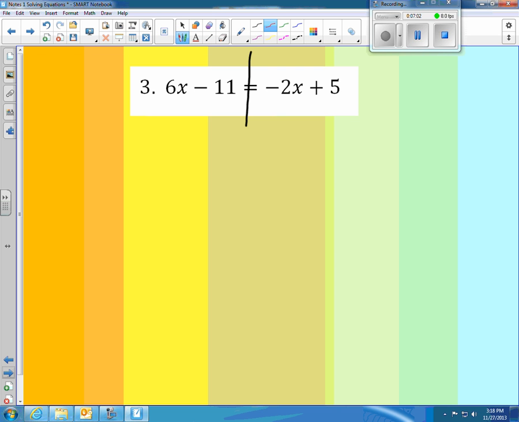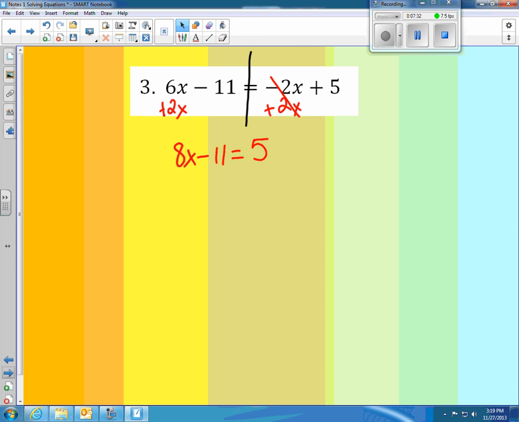So step 2 says gather the variables to one side of the equal sign. Well, I can either move my 6x or I can move my negative 2x. I like to move all my variables to my left-hand side. Then I know my answer is going to be x equals. You can certainly move to either side. I just like the left side. So I'm going to add 2x to both sides because I had a negative 2x. So I get 8x minus 11 equals 5.